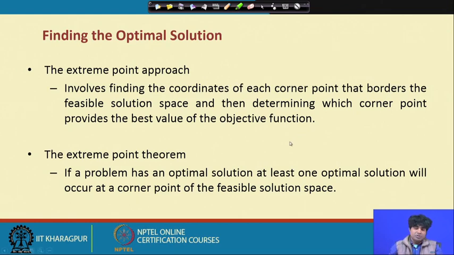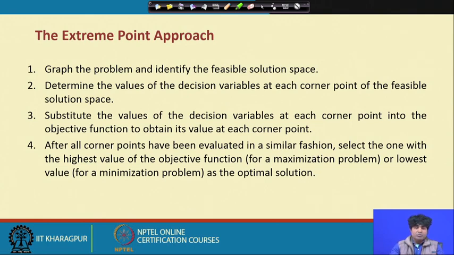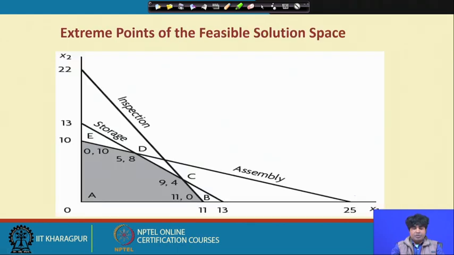In this particular problem all these things are consistent, and as a result we have already got the feasible zone, and within it the various corner points, and we are looking for the solution which has the optimum value. In the extreme point approach, graphically every corner point gives you the tentative values of the decision variables. We put all these values of the decision variables into the objective function, then check where the value of the objective function is highest; accordingly that will be the solution.